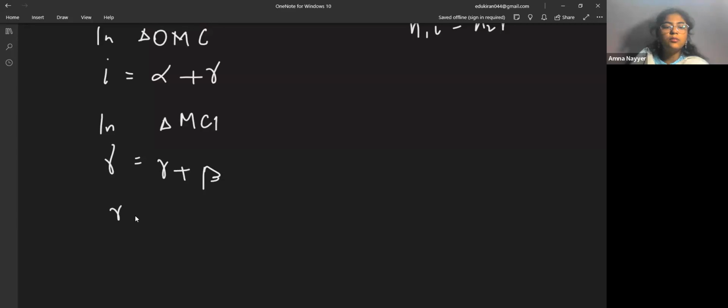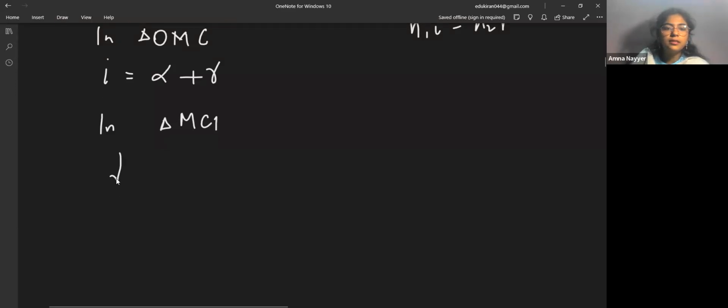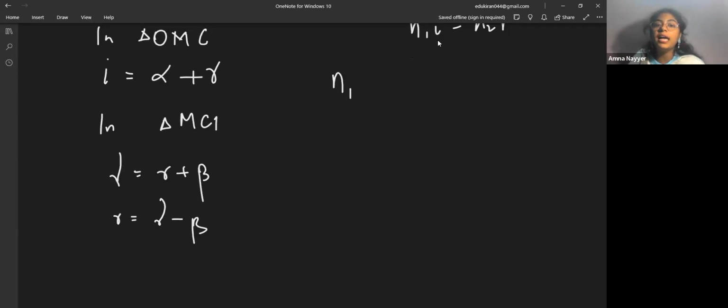In triangle MCI, gamma is equal to R plus beta. So R is equal to gamma minus beta. Now we have the value of R. So N1 into I, what is I? Alpha plus R, is equal to N2 into R. What is R? R is gamma minus beta. This is a very important equation which we need.